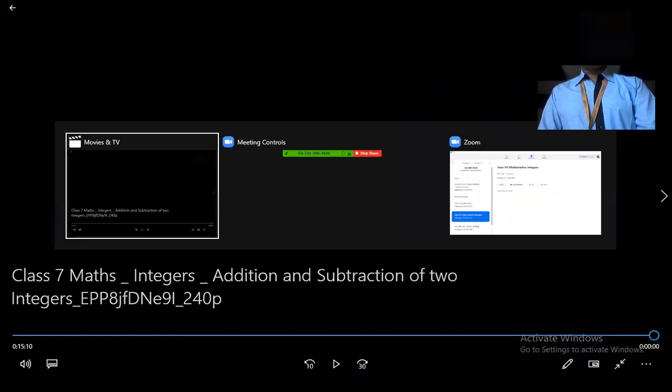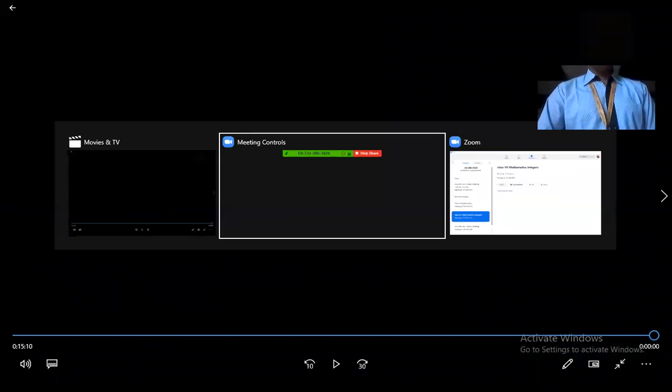Now we have talked about the addition and subtraction of integers. In addition and subtraction of two integers, we find out the values: how to find the addition, how to find the subtraction, and what the rules behind them are. The simplest rule is same sign add, different sign subtract. If both the numbers have the same sign, whether positive or negative, we need to add the numbers. If both the numbers have different signs, one positive, one negative, we need to subtract the numbers.